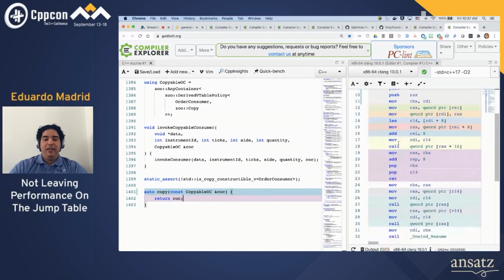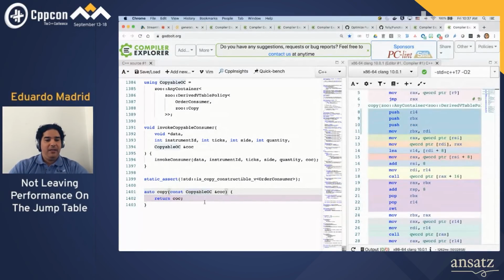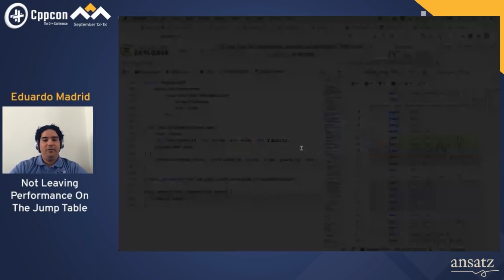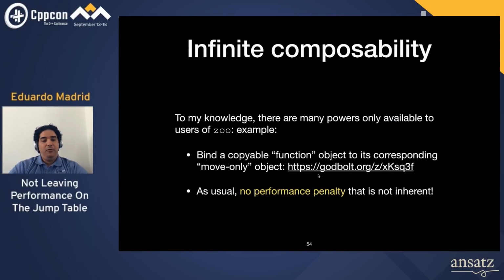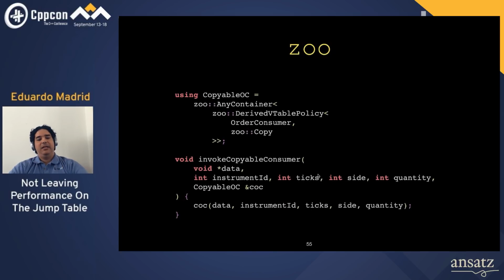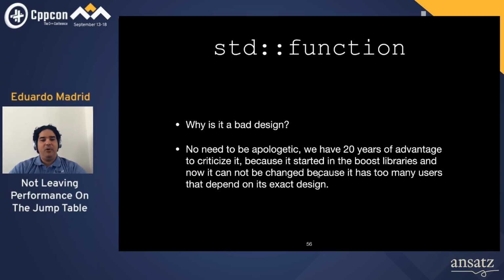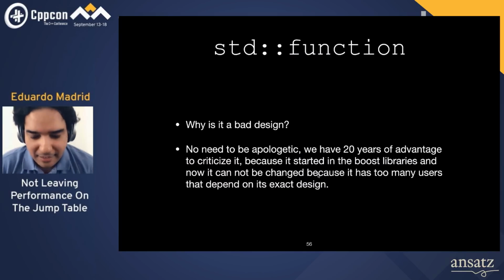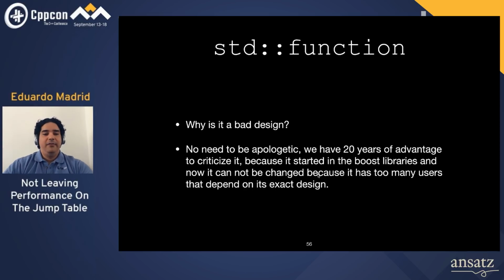The copyable order consumer can be copied and assigned and all those things. But again, I don't have time to go over that minutia. As usual, no performance penalty that is not inherent. And again, I think this is the only framework that has that advanced characteristic. Okay, so why is a standard function a bad design, in my opinion?